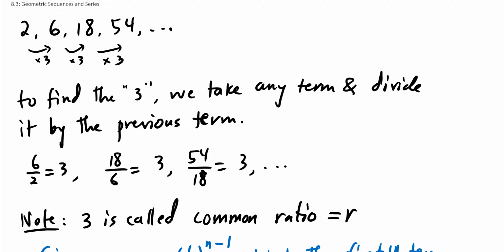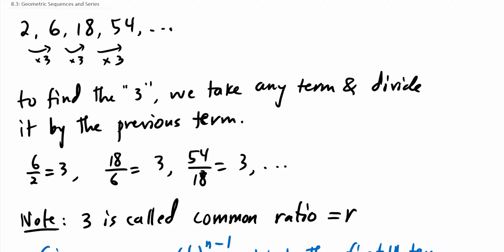So if we have a sequence in this form, 2, 6, 18, 54, if you notice the numbers, I got them by multiplying the previous one by 3. Every time I multiply by 3 to get the following one. If that 3 is not there, how do I know it's multiplying by 3? You can pick any term and divide by the previous term. So 6 divided by 2 is 3, 18 by 6 is 3, and 54 by 18 is also 3.